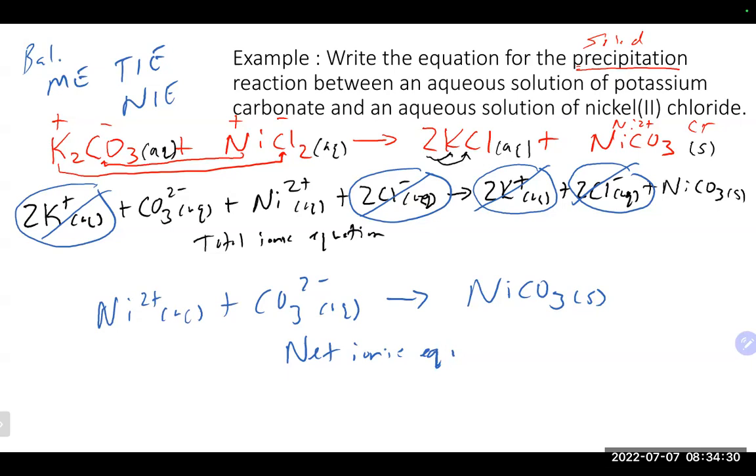So again, a couple of things here in this problem sort of reinforce some of the stuff we talked about last time. Make sure proper formulas, then balance. Don't try to do them together. Again, breaking apart into our total ionic equation and our net ionic equation. Any questions on any of that?